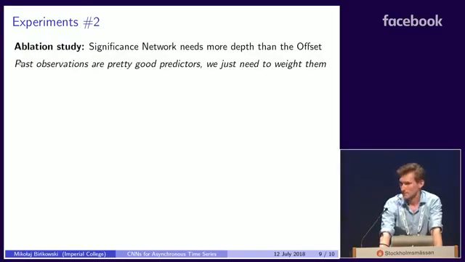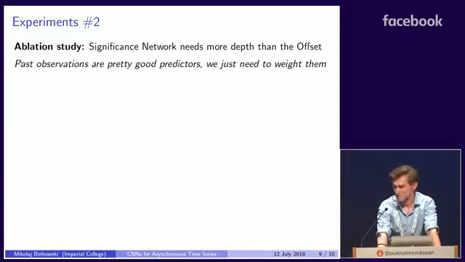In the other experiment, we wanted to identify what were the reasons for its performance and which components of this model are important. So we found out firstly that the past observations are already pretty good predictors, and we just need to weight them, which means that the significance network was the one that needed more depth and therefore allowed more nonlinearity. The offset network was also important, however, adding more layers didn't really help.